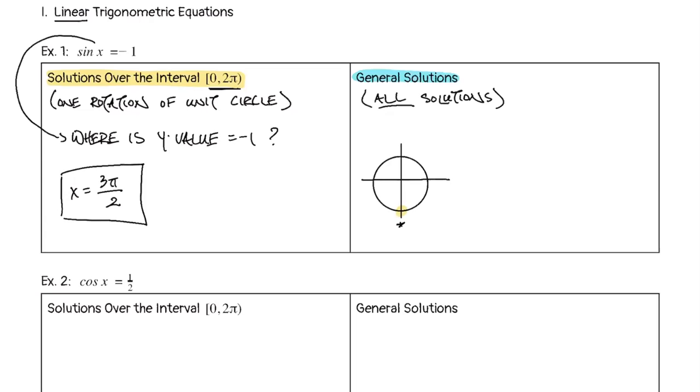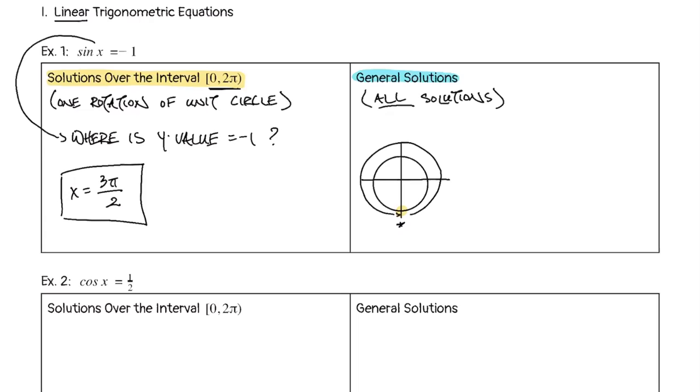But I could think way back to that first unit that we did where we talked about how we can go around the unit circle more than one time. And so if I went around another time, I would want to stop at the same place again. That would give me another solution, okay? And I could go around that unit circle as many times as I want, but I would have to stop every time I got to the yellow dot, okay?